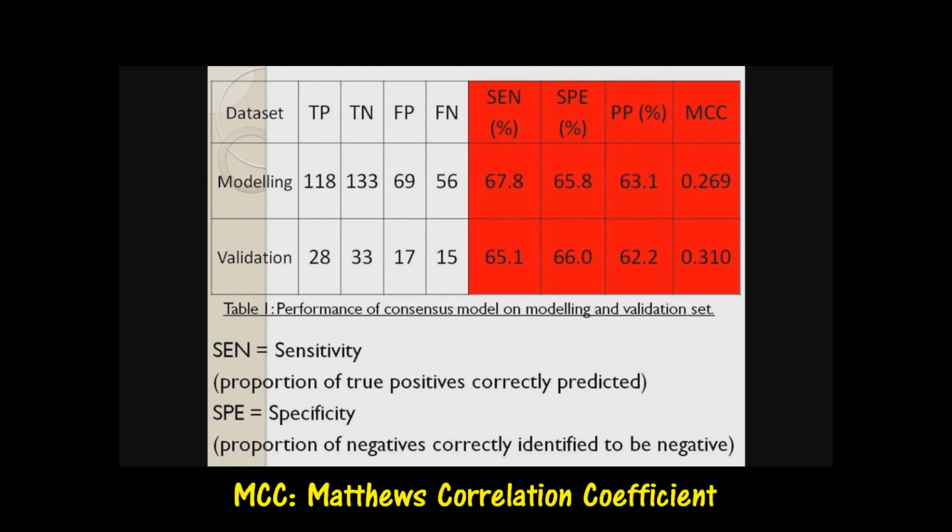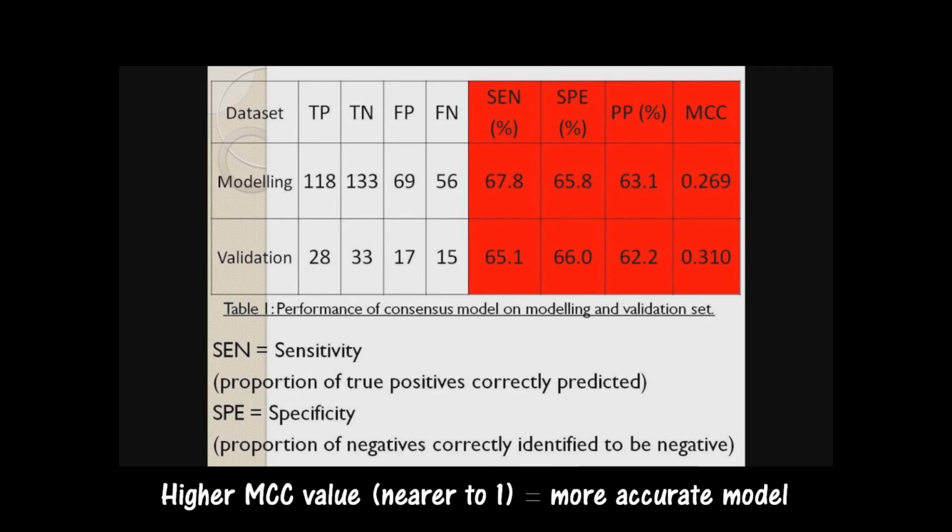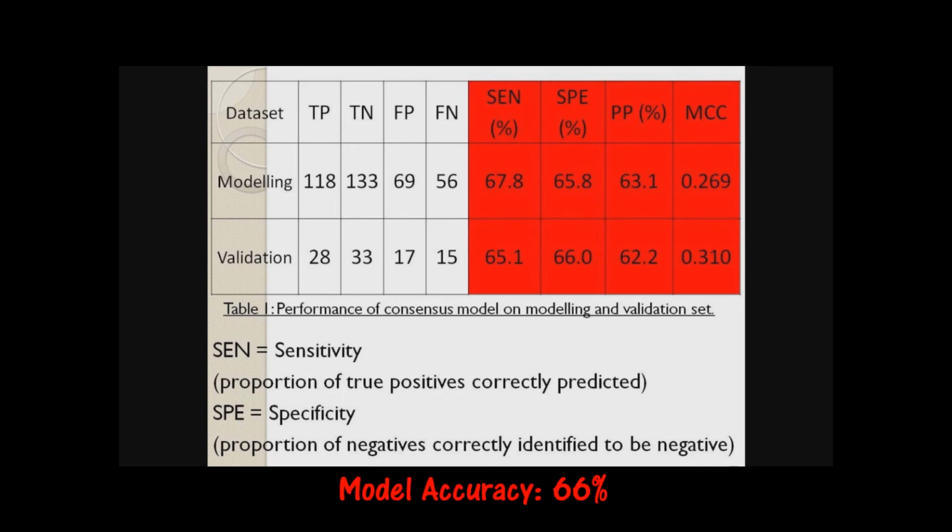MCC is the Matthews correlation coefficient value, which is a way to evaluate a model's performance. The higher the MCC value, the better the model is. This MCC value contributed to our model accuracy, which is approximately 66%.